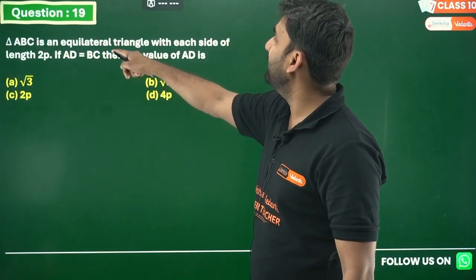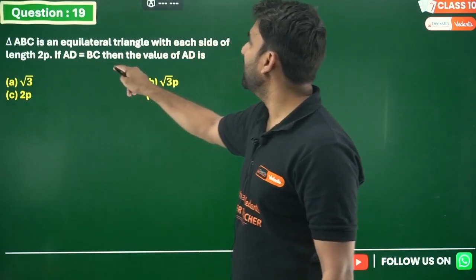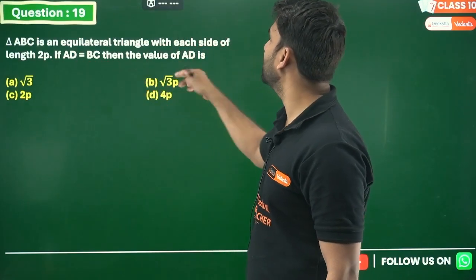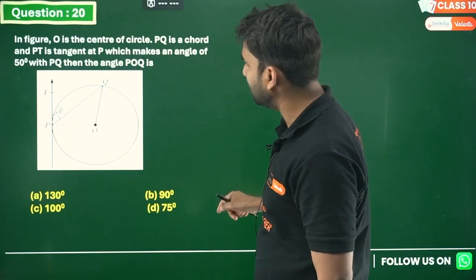ABC is an equilateral triangle with side length 2p. If AD equals BC, then the value of AD will be what? So this is an equilateral triangle concept. Go and get the answer.